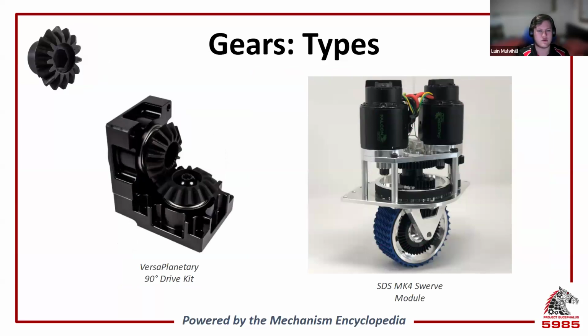Bevel gears are also another type that we'll find in FRC, and they're the best option for when you need your output to be perpendicular to the input. In FRC, bevel gears are most commonly found in swerve modules or the 90-degree drive kits. Custom bevel gears are extremely hard to manufacture and so are only really seen as printed components in low-load applications.